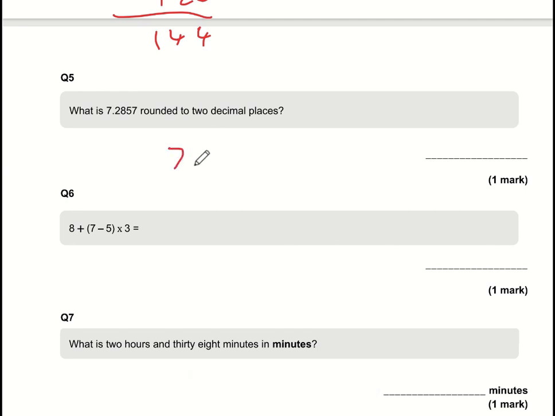Question number 5, 7.2857. We're rounding to 2 decimal places, so we're interested in the 3rd decimal place, so we don't care about the 4th at all. If this is a 5 or greater, then this column here will move up by 1. Well, this is a 5, so the 8 will move up 1 to a 9, so 7.29.